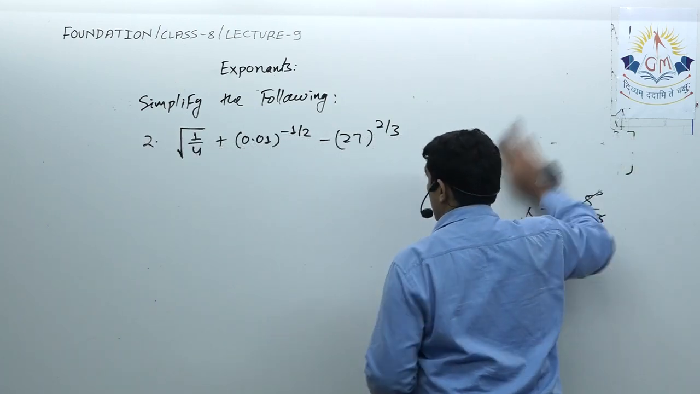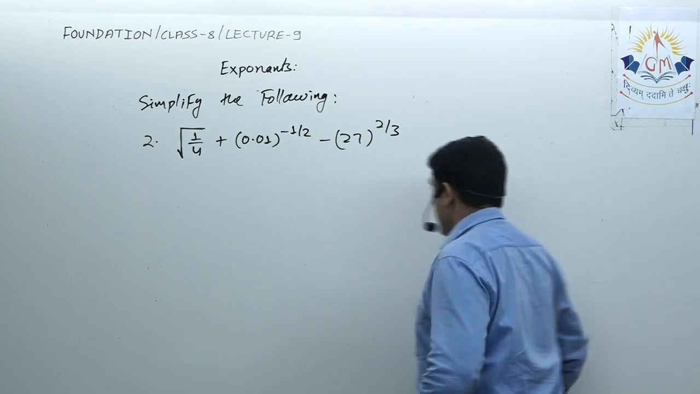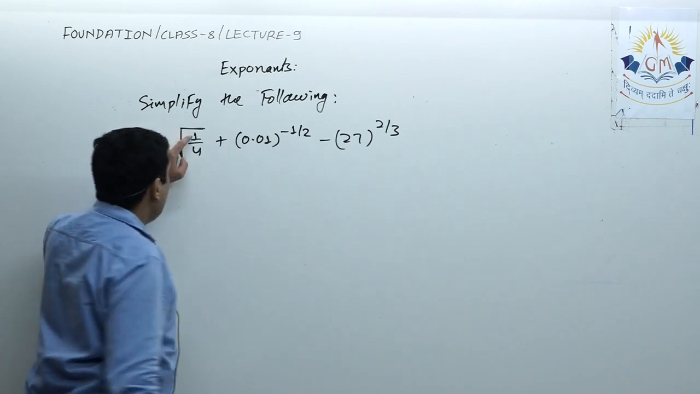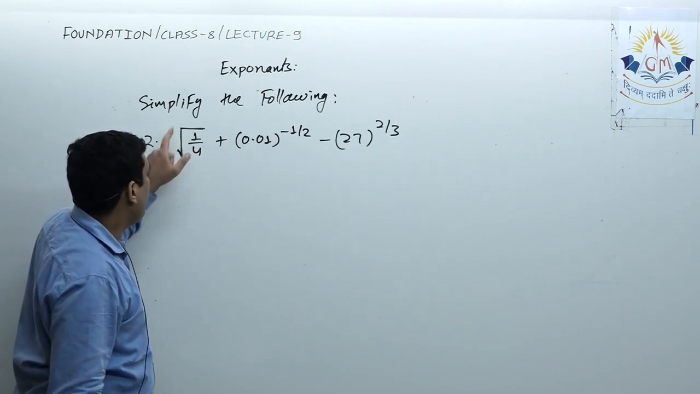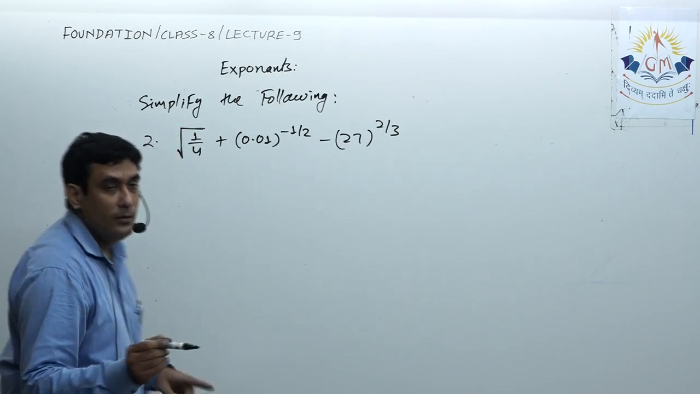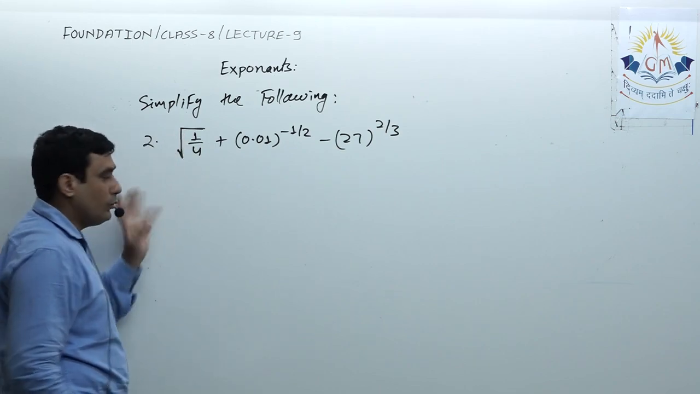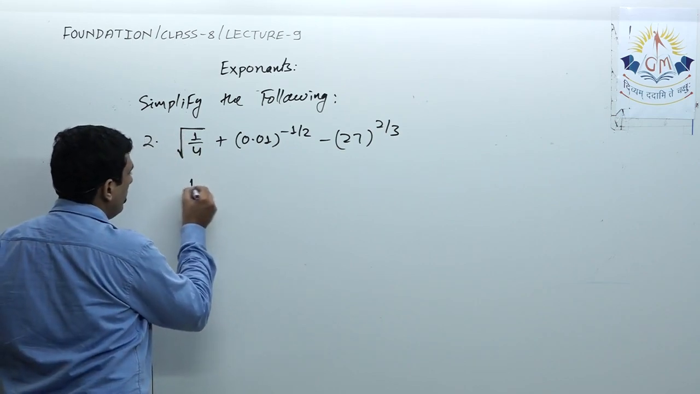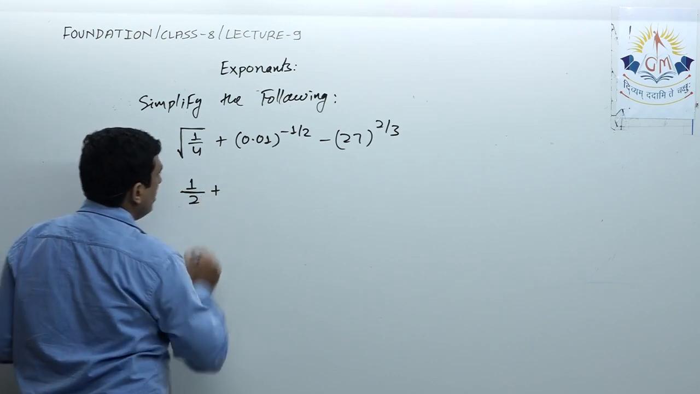Here it is root of 1 by 4. So there are two ways. Either we find the root of 1 and 4 and I can write directly, or if I use the exponent, this root sign can be replaced by 1 by 2. So here it is easy to find a square root. Root 1 is 1 only and root 4 is 2. So I will write 1 by 2 plus.